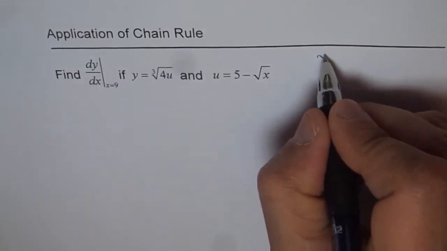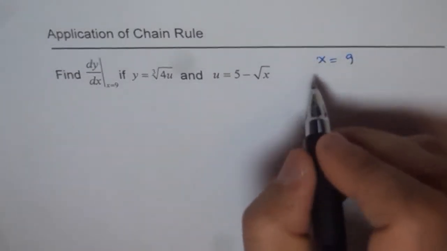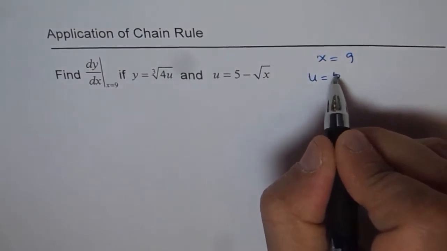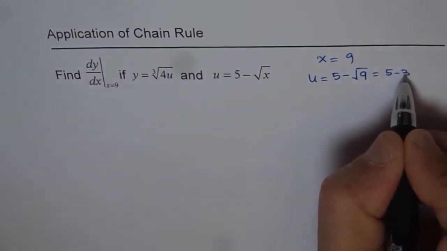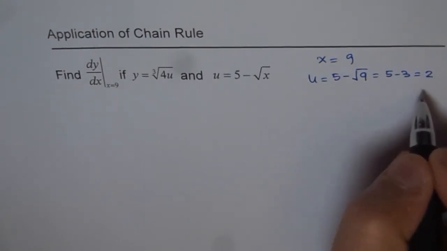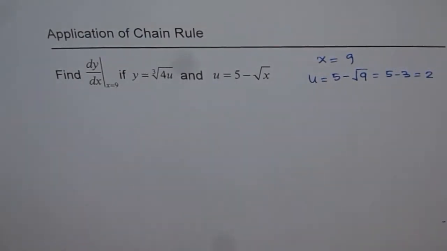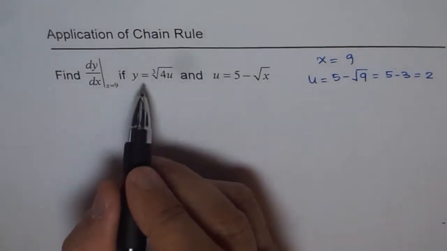So if x equals 9, what is the value of u? It's a good thing to do it right in the very beginning. So 5 minus square root of 9 gives us 5 minus 3, and that is 2. So u is 2 at this point. Okay, now let's start with the derivative of y.